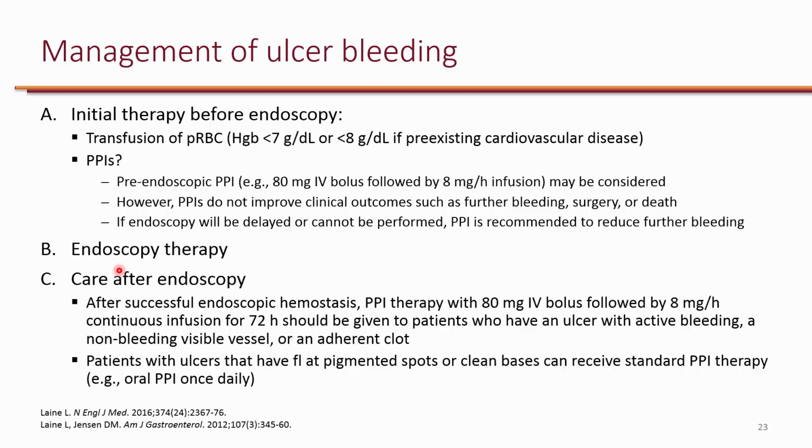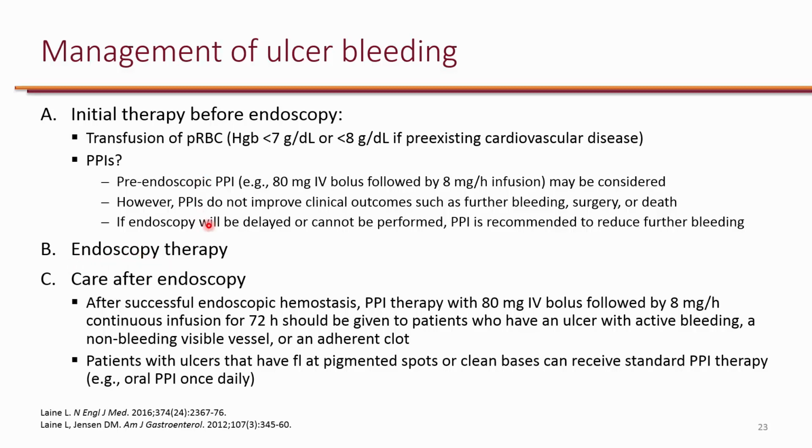There's the question of whether proton pump inhibitors are effective or should we start them before endoscopy. So in general, pre-endoscopic PPIs may be considered, typically 80 mg IV bolus followed by 8 mg per hour continuous infusion. However, PPIs do not improve clinical outcomes such as further bleeding, surgery, or death. If endoscopy will be delayed or cannot be performed, PPI is definitely recommended to reduce further bleeding. And then, of course, the endoscopy itself happens, which is the most effective way of controlling the bleeding.